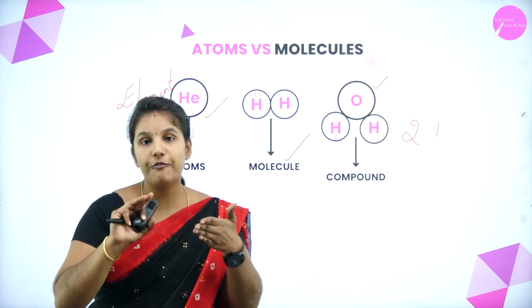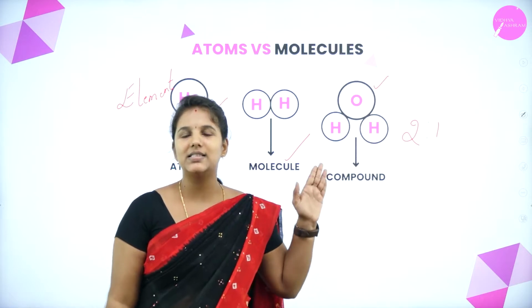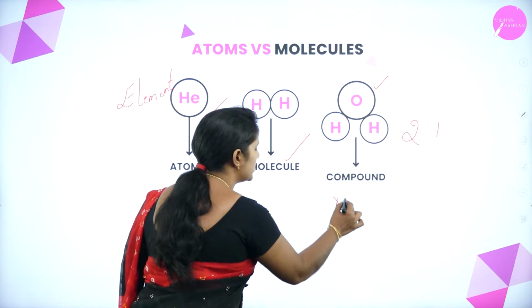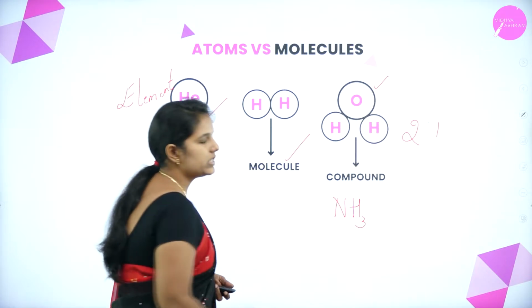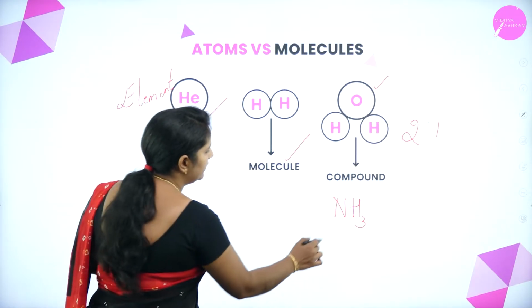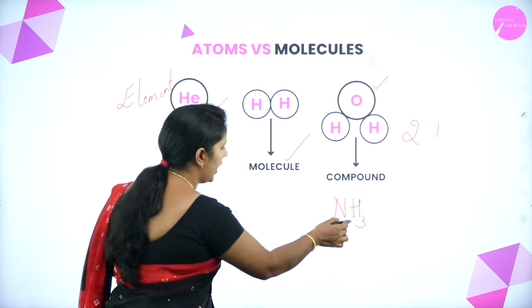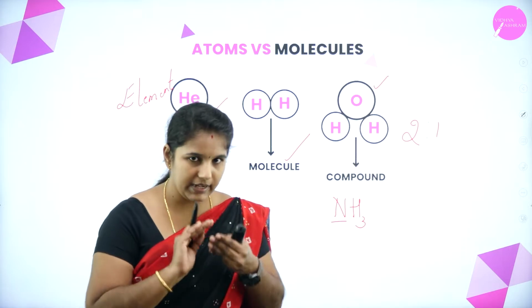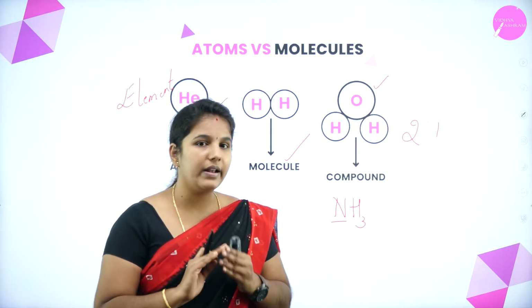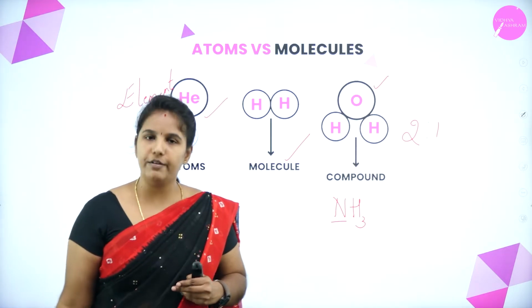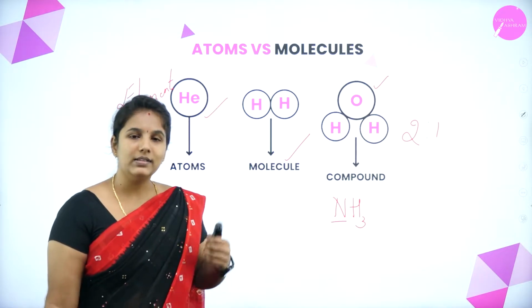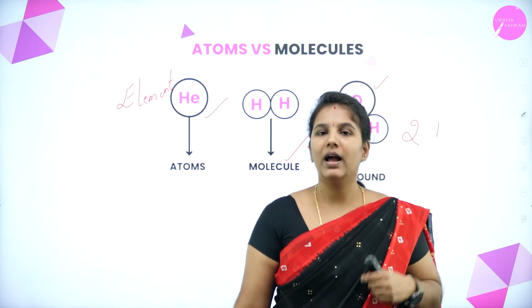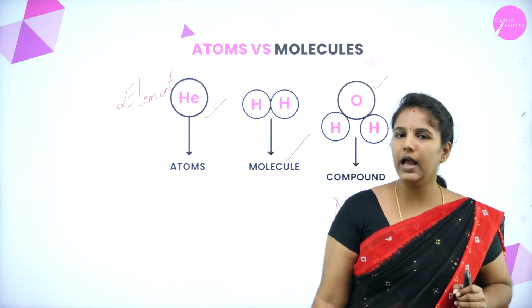But they are in a fixed ratio. Then it is said to be a compound. Another example I can give you is ammonia, that is NH3, where the nitrogen is only 1 and hydrogen are 3. Even though they are two different atoms, they are combined in a fixed proportion and form a compound. This is how simply we can define the elements, molecule, and also the compound.